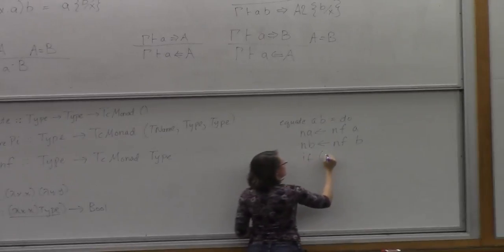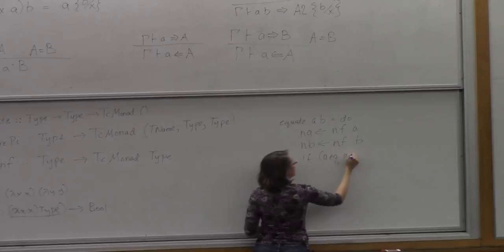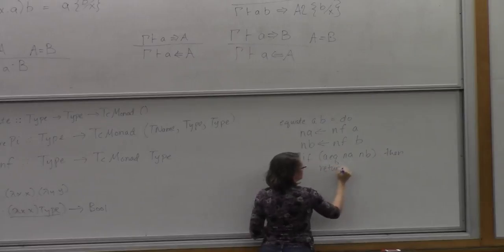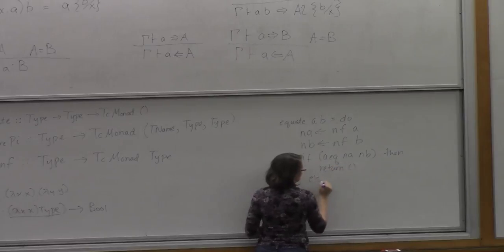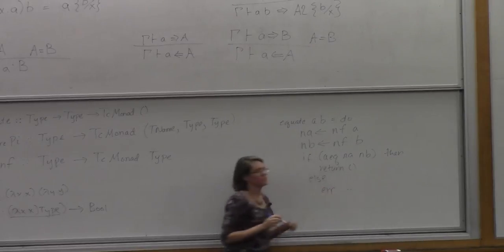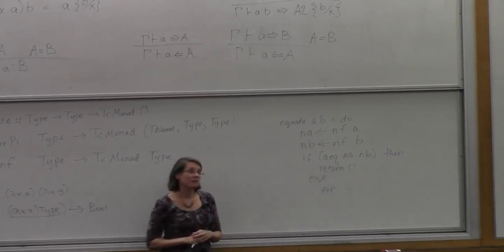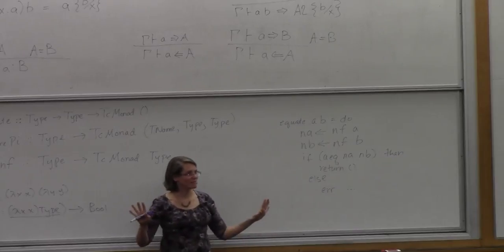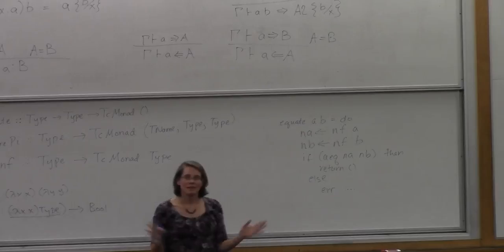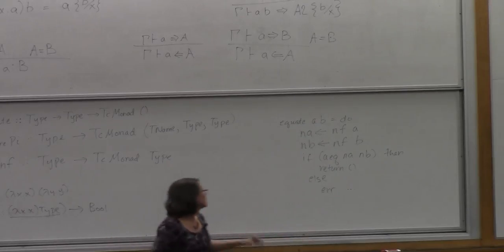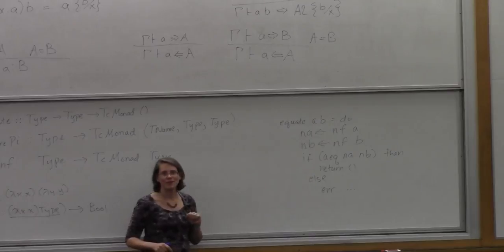If AEQ in A and B, then what? Return unit, else some error message saying these two types are not equal to each other. And hopefully they terminate. Again, we're cheating. These things may not terminate. Even if they do terminate, it still may take a long time. But there's an algorithm. What do you guys think of that algorithm?